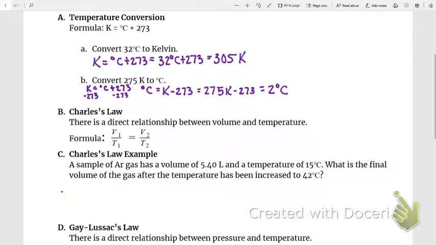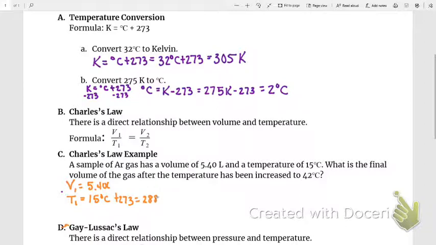So the thing is, because it's a direct relationship, we have it set up where we're going to have to cross multiply to solve. So in this first example, it says that a sample of argon gas has a volume of 5.4 liters. So that's my V1. And it's at a temperature of 15 degrees Celsius. So that's my T1, that pairs up with it. The thing I like to do right away is go ahead and put that into Kelvin so I don't forget. So add my 273. So 15 plus 273 gives me 288 Kelvin.